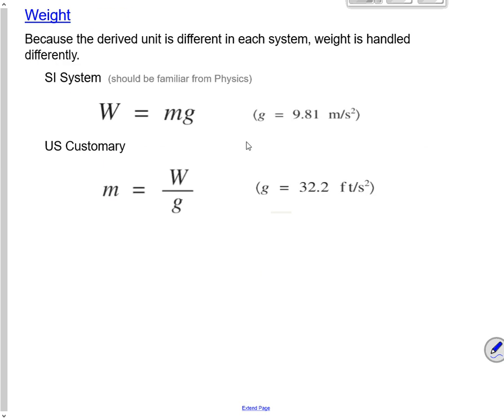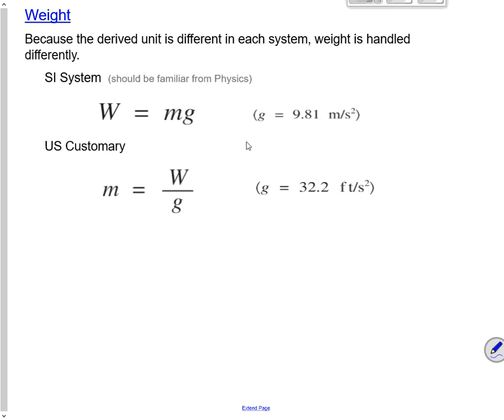Why does all that matter? It matters because when you start working problems, particularly when you're dealing with weight, how you figure out these quantities is from the definition of weight, from Newton's second law. Weight is mass times the acceleration due to gravity. And in the SI system, typically problems will give you a mass and you have to calculate the weight. So you use that first equation there. And the acceleration due to gravity is 9.81 meters per second squared. That's probably the way you did it in physics.